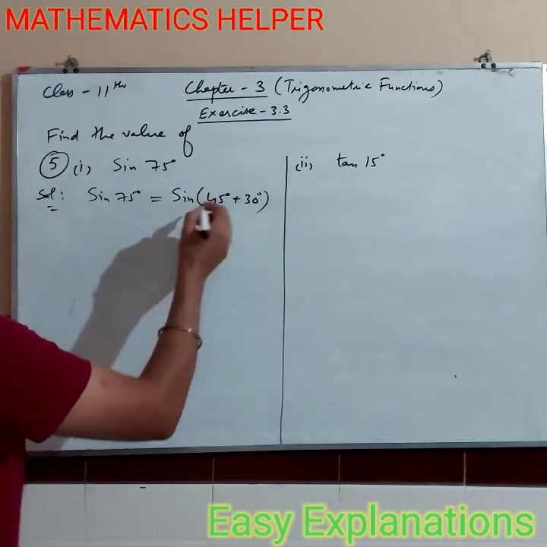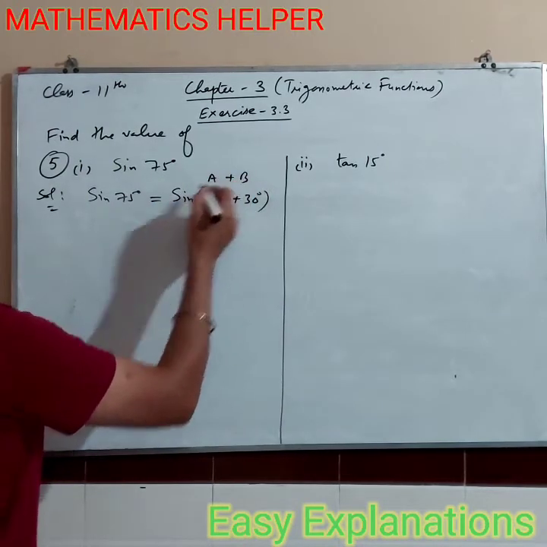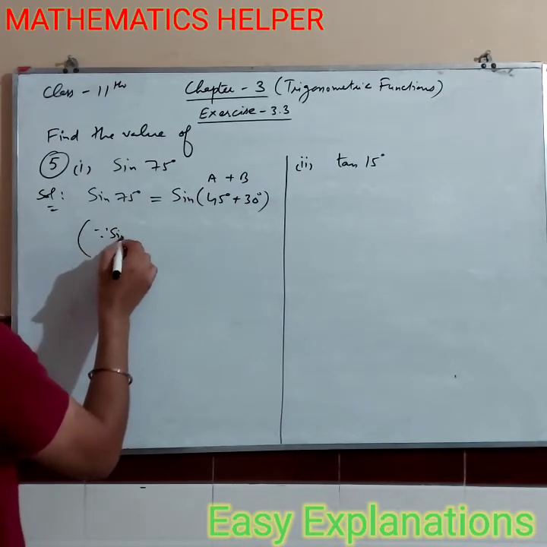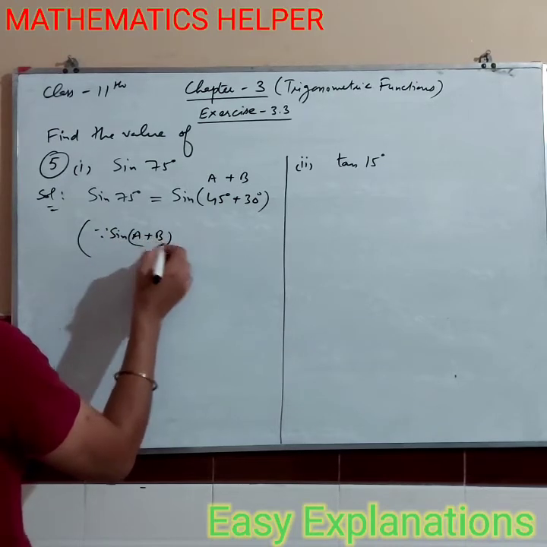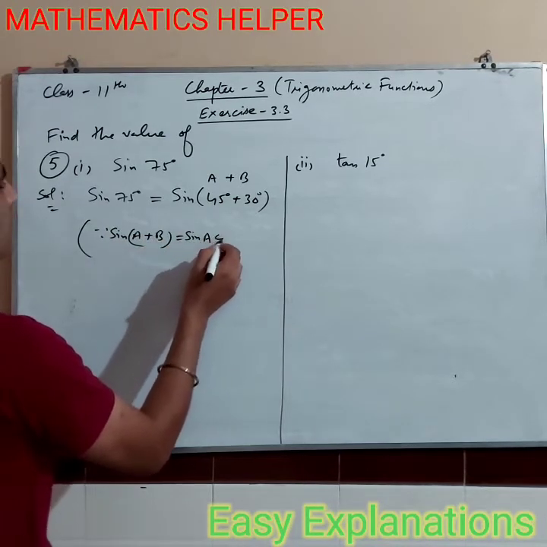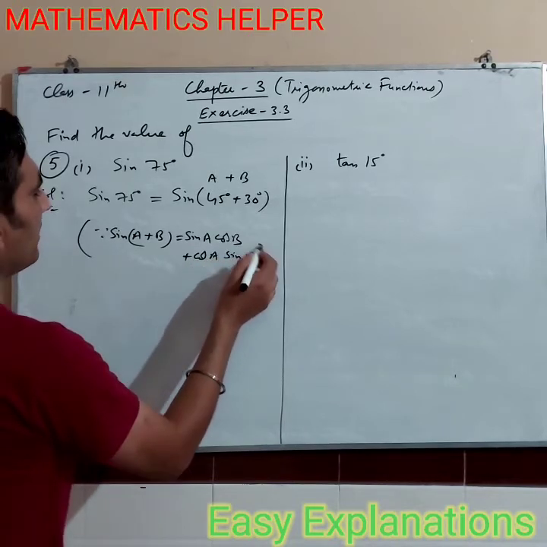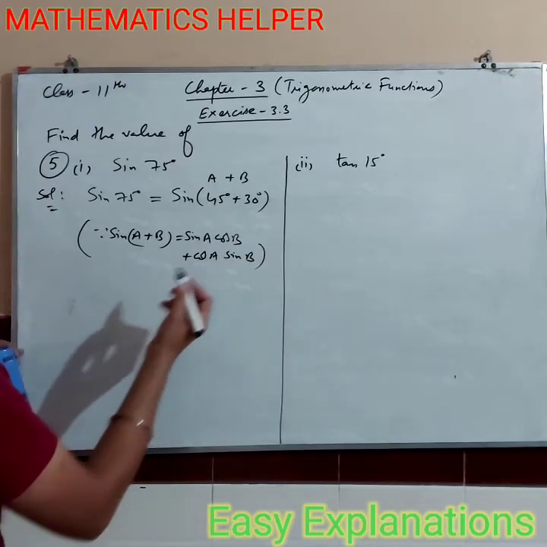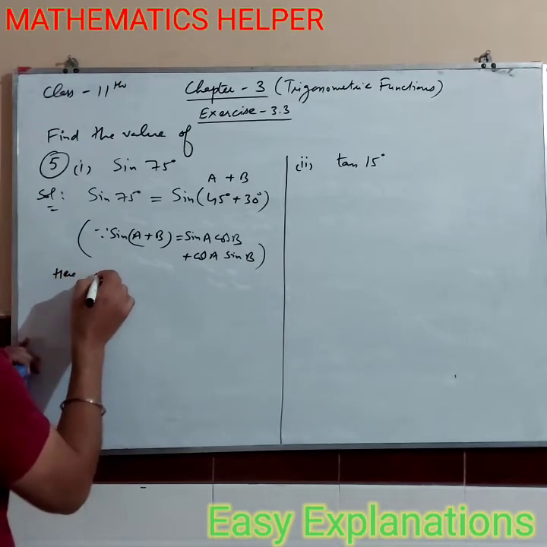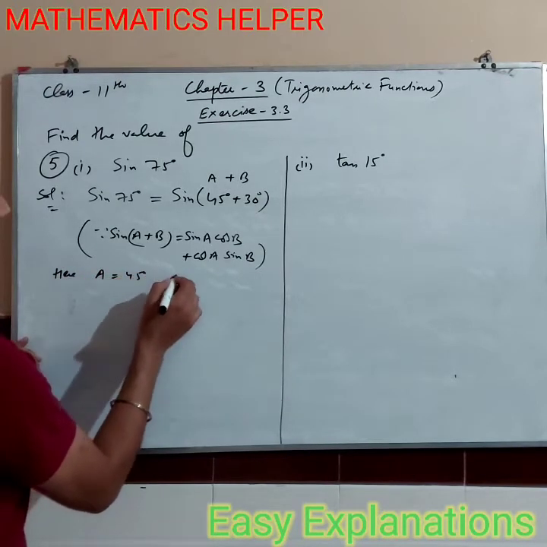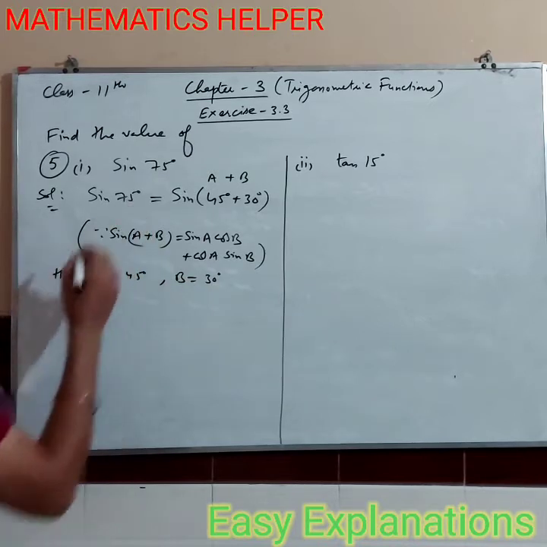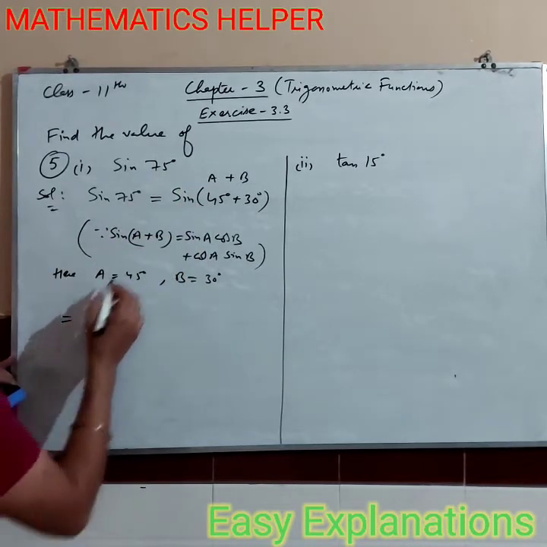Isn't it the same as the formula for sine A plus B? What was that formula? Sine A plus B is sine A cos B plus cos A sine B. So we will use this formula here. What is A? A is 45 degrees and B is 30 degrees. So apply the formula. I am going to write the answer of this.